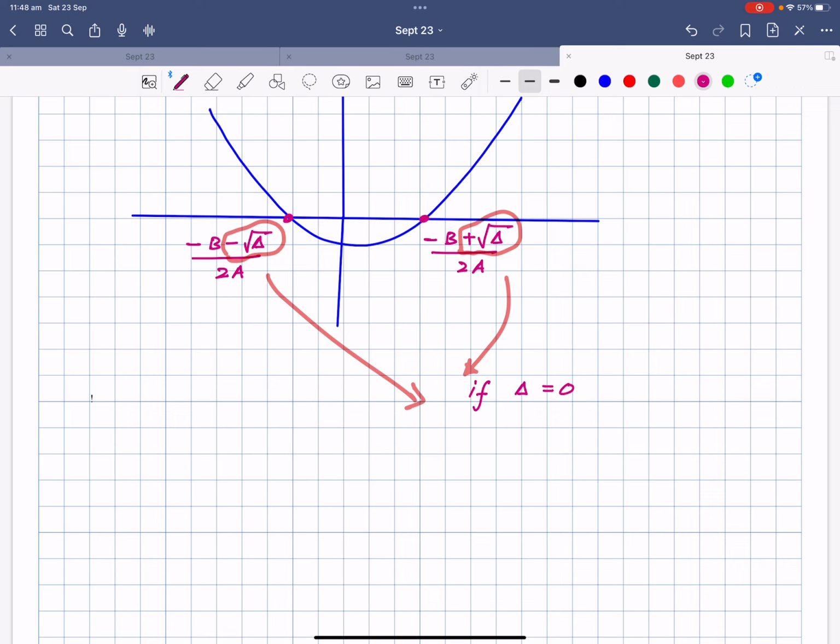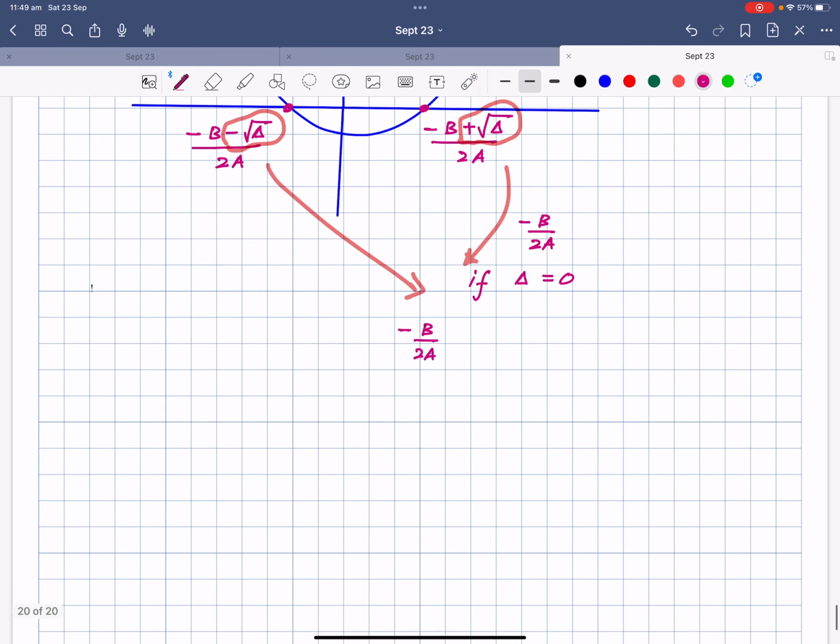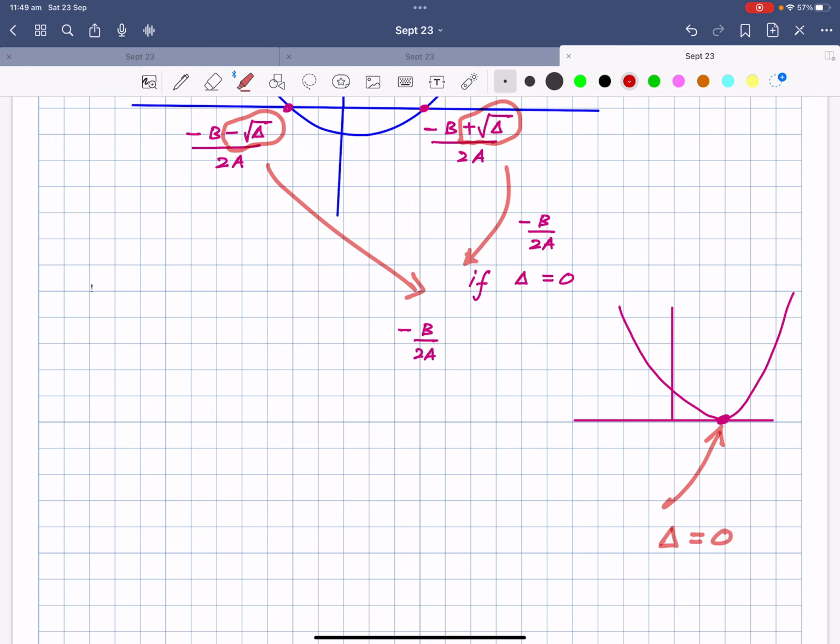If delta is equal to 0, the left hand side one will give you minus b divided by 2a. Right hand side one will give you the same thing, minus b divided by 2a. Right? So pictorially it tells you that those two intercepts merge together and then give you one intercept. Right? So you get only one intercept. So based on this, we understand you get one intercept if delta is equal to 0.